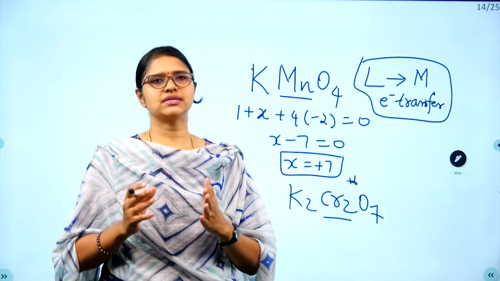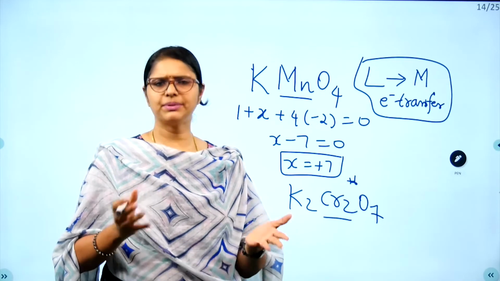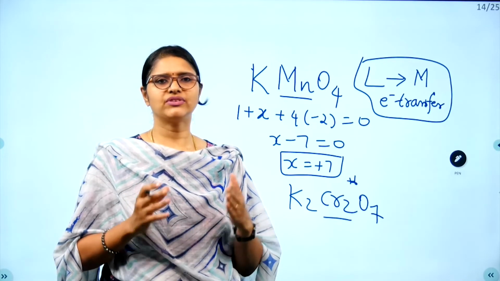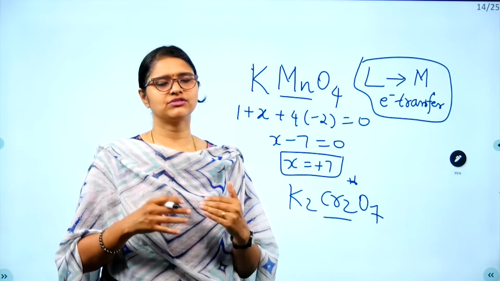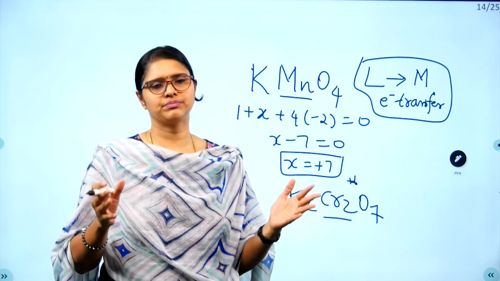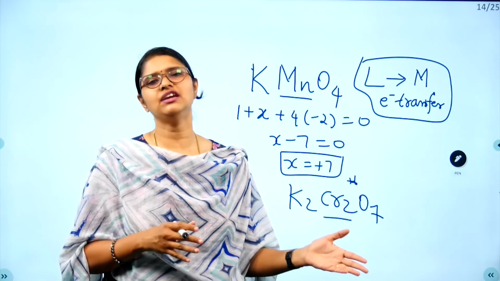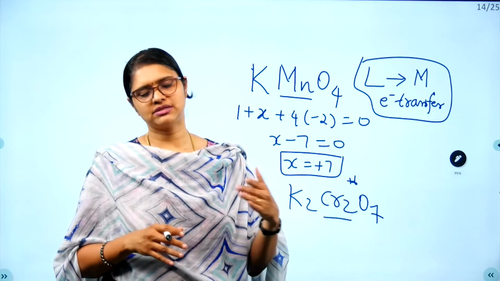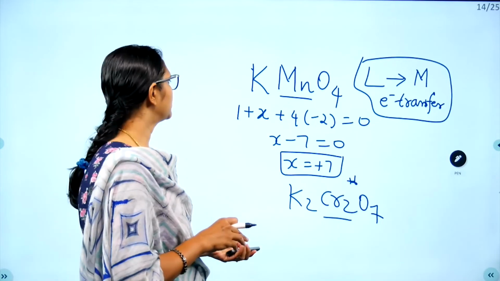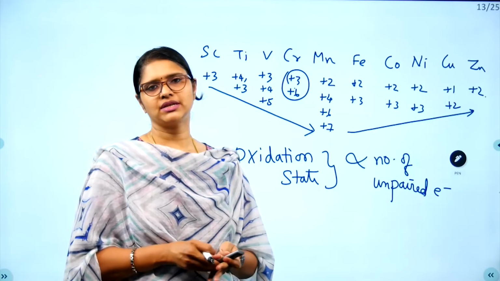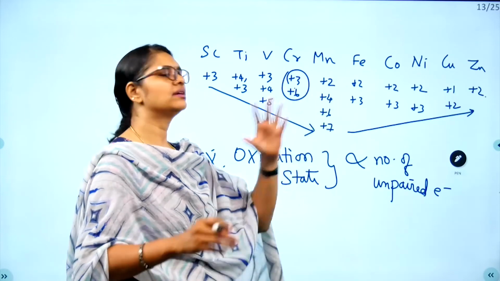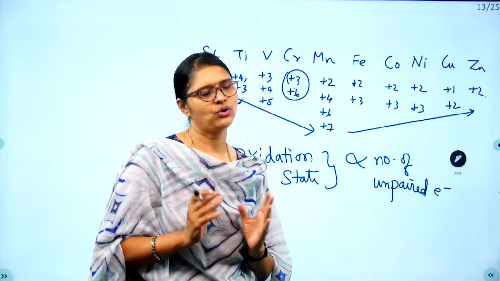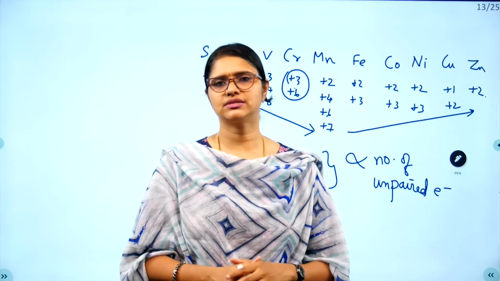Oxidation state is nothing but it depends upon the number of unpaired electrons. However many electrons are lost, unpaired electrons play a major role in getting the oxidation states. So from scandium to zinc, till the middle it increases and then it decreases, because the number of unpaired electrons increases in the middle and then decreases. Hope you guys understood oxidation states.